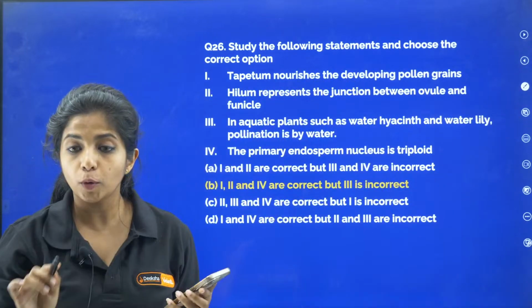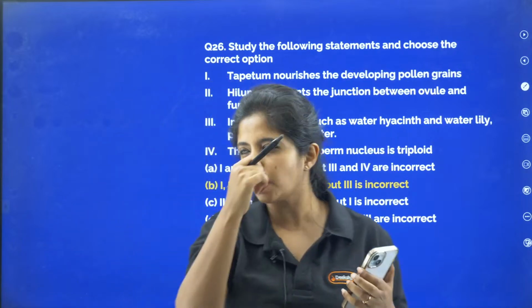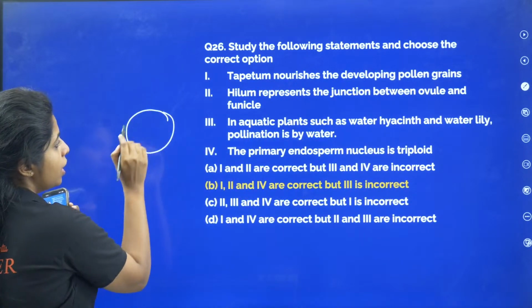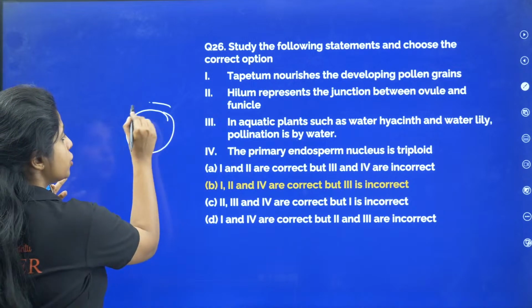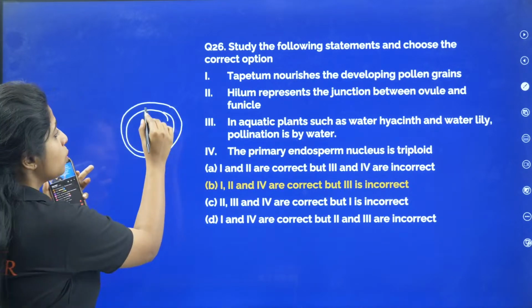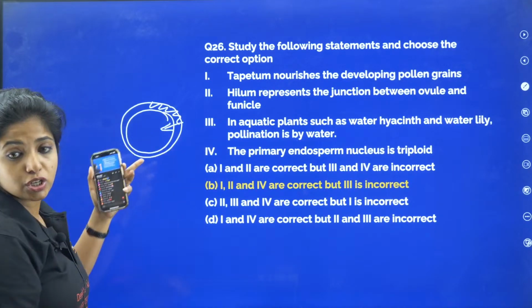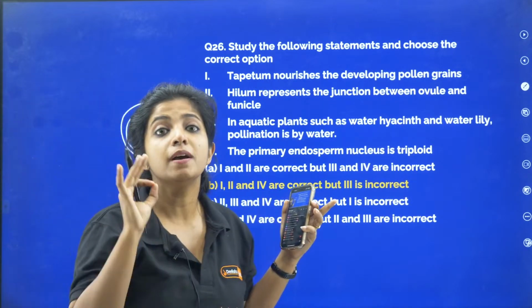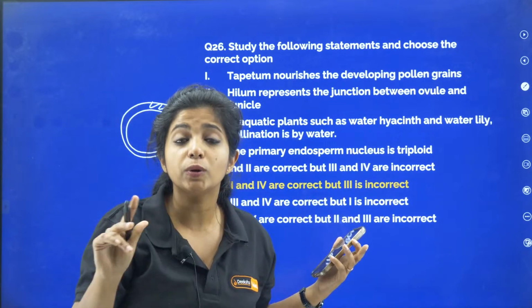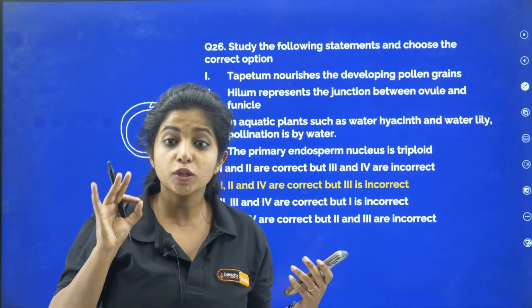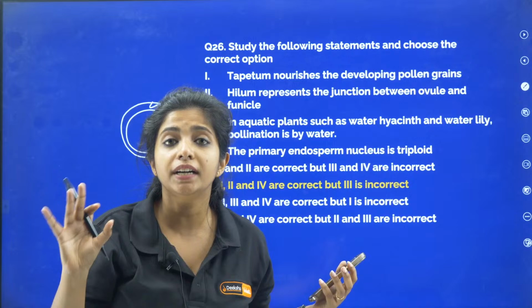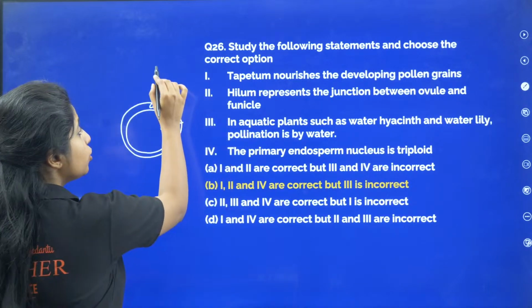Tapetum nourishes the developing pollen grains. In the structure of the microsporangium, remember, you have sporogenous tissue. Outside the sporogenous tissue, you have tapetum. Tapetum is the one that nourishes the cells of the sporogenous tissue, the future pollen grains. Inside the tapetum, the cell is not uninucleate, it is binucleate, because karyokinesis happened. The nucleus divided, but the cell didn't divide. Always remember that.